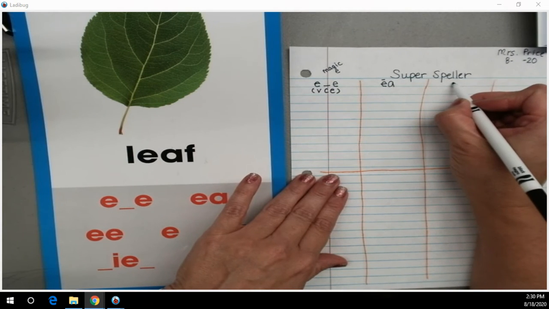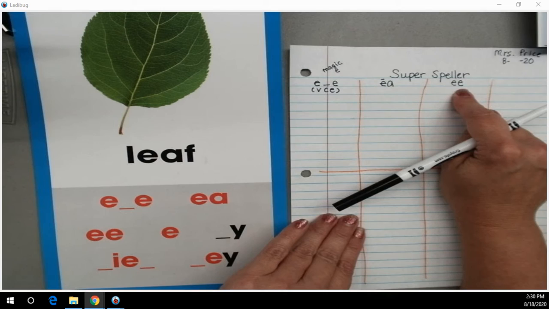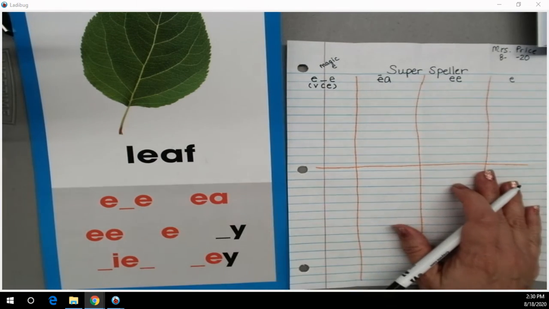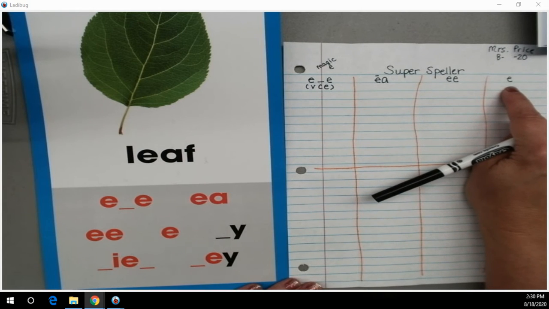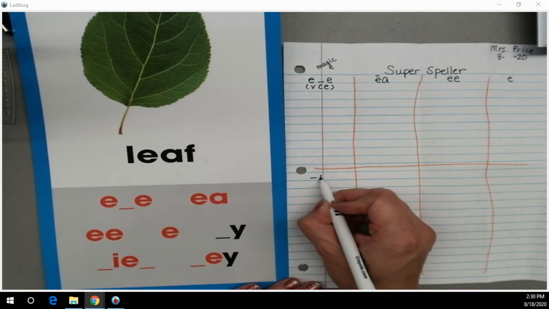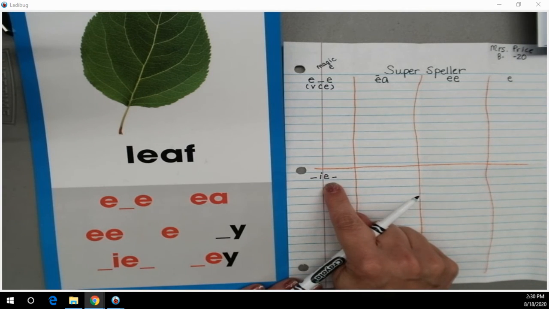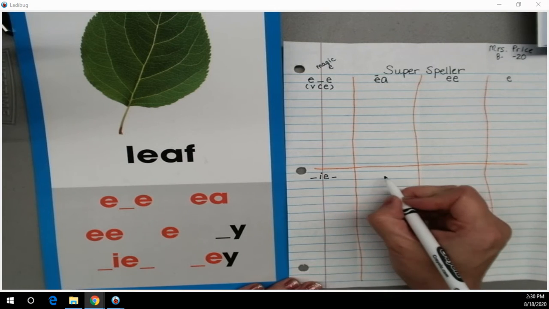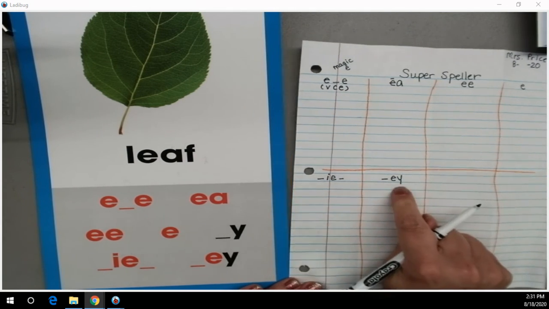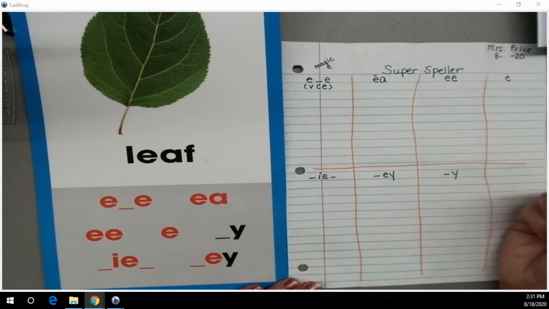E. And then we have 2 E's together. They make the long E sound. We have E by itself, and that would be in an open syllable. And then sometimes the combination IE makes a long E sound. Sometimes at the end of a word in EY. And then at the end of the word, a Y by itself.